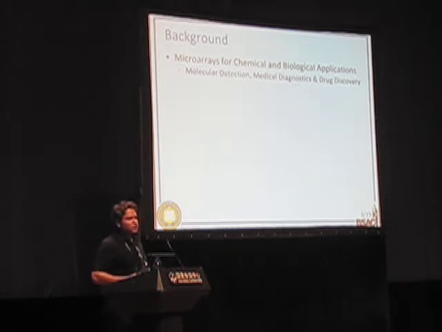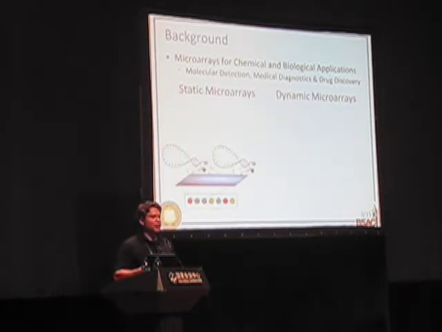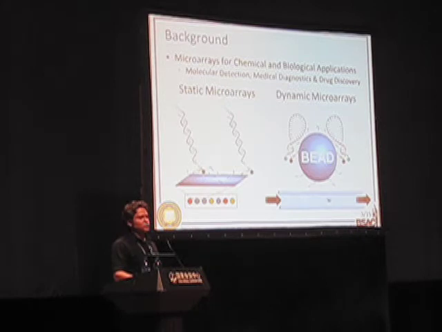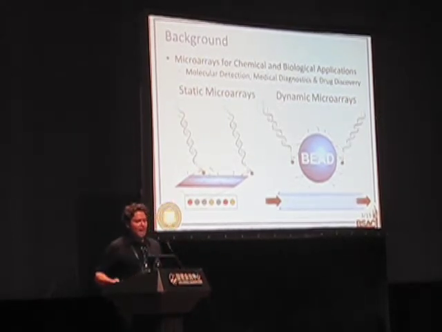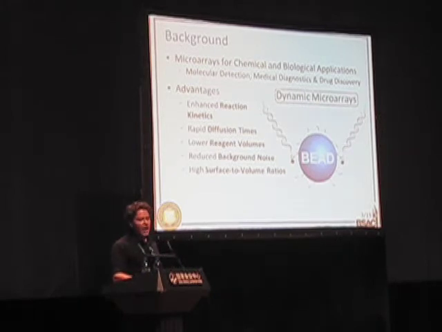So for chemical and biological applications, there are essentially two main types of microarrays: static and dynamic microarrays. Static microarrays refer to systems where chemicals or biomolecules are immobilized onto a static substrate. In contrast, dynamic microarrays refer to systems where those chemicals or biomolecules are immobilized onto mobile substrates. But between these two technologies, dynamic microarrays really present the superior technique. This is due to a number of advantages, in particular, the enhanced reaction kinetics and the high surface to volume ratios associated with microbeads.